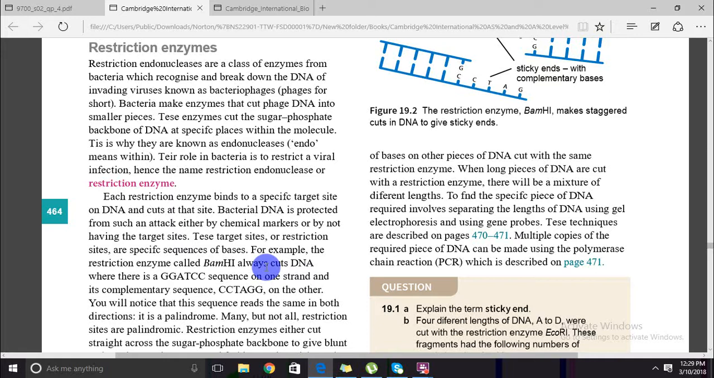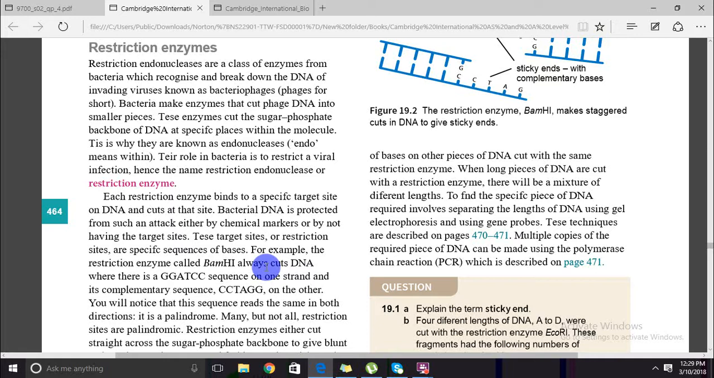So what are the keywords? They can easily form hydrogen bonds with complementary sequences of bases. That is another keyword. On other pieces of DNA. That is another key term. With the same, that are cut with the same restriction enzyme, and same is another key term.